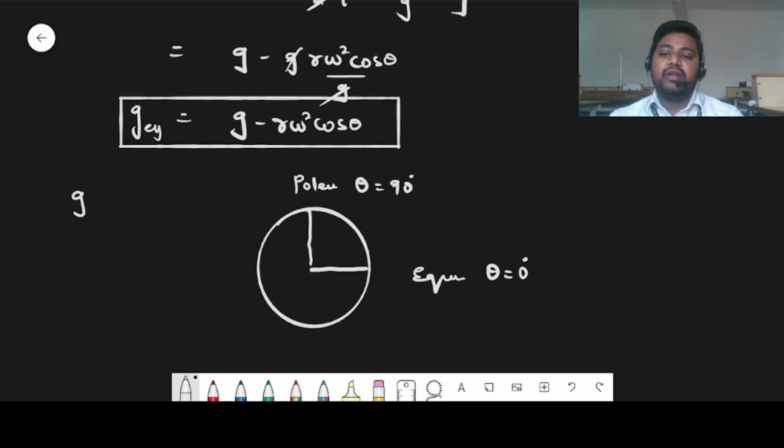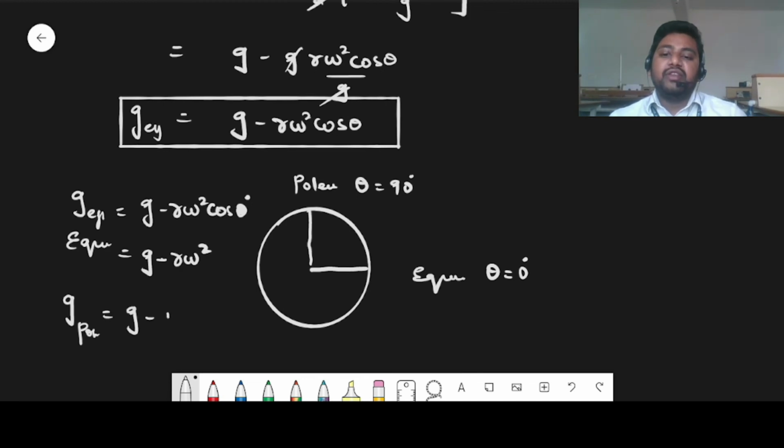Now if you substitute in place of g effective at the equator, you can write it as g minus r omega square cos 0. That will give g minus r omega square. Whereas at the poles, it will be g minus 0, since cos 90 is 0. So that means the acceleration due to gravity at the poles, due to rotation of the earth, is greater than the acceleration due to gravity at the equator. So that's how we have to analyze this condition.